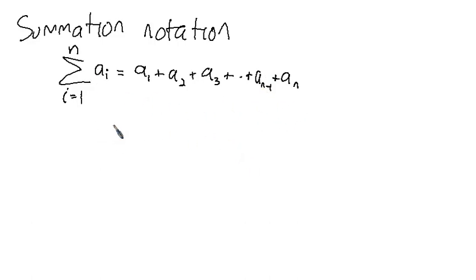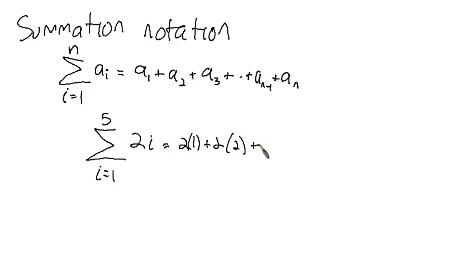Let's do a quick example of this. If I want to sum from i equals 1 to, let's say, 5 of 2 times i. So whatever i is, I'm going to multiply it by 2, and that's going to be that term. So the first term will be when I take 1 and put it in for i. So 2 times 1 is my first term. Plus 2 times 2 for the second term. Plus now i is going to be 3, so we do the same thing, 2 times 3. Plus 2 times 4. Last one now, 2 times 5. We have done all of them.